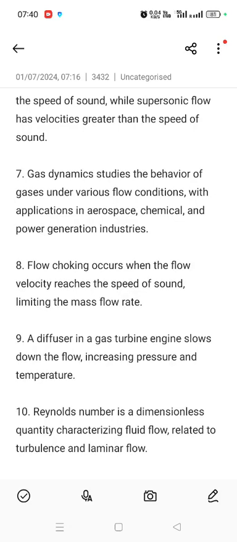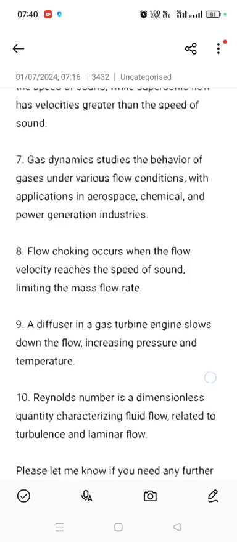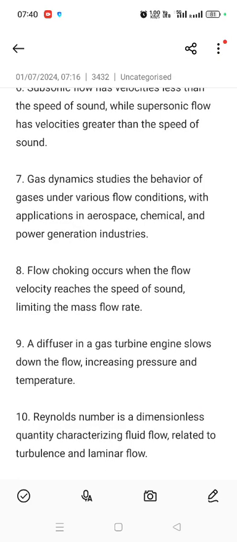Reynolds number is a dimensionless quantity characterizing fluid flow related to turbulence and laminar flow. When its value is less than 2200, it is considered laminar flow. When it is between 2200 and 4000, it is known as the transition state. And when it is above 4000, it is known as turbulent flow.